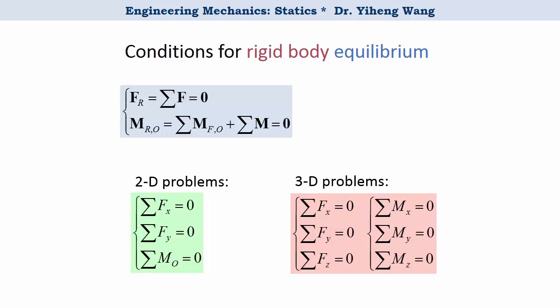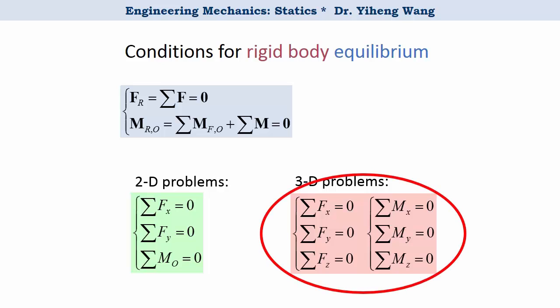For 2D problems, there are a maximum of 3 scalar equations enabling us to solve for 3 unknowns. And for 3D problems, there are a maximum of 6 scalar equations enabling us to solve for 6 unknowns.